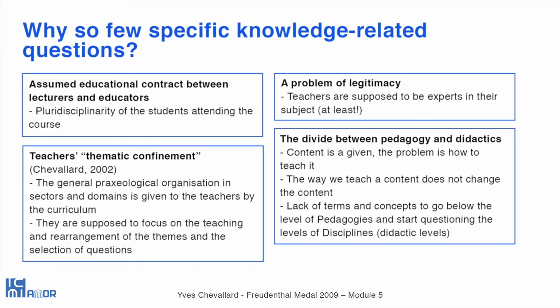If you let me use a mathematical metaphor, I would say that in a teaching problem, the content is usually a given data, a constant, not a variable. What is variable is the way to teach this content. A consequence of this division is a lack of terminology to go below the level of the pedagogies and start questioning the level of the disciplines related to their teaching and learning.